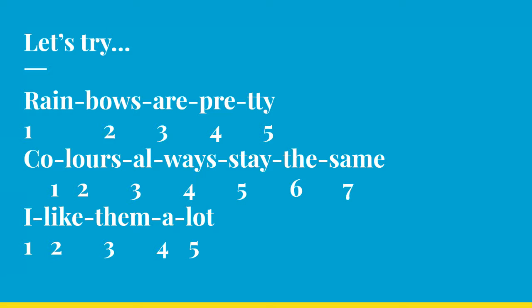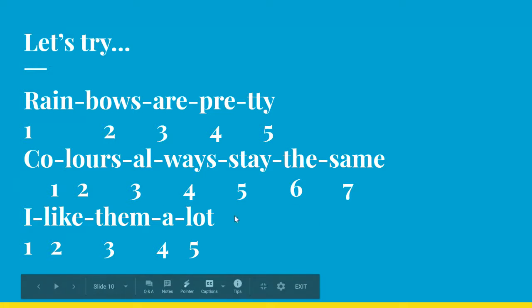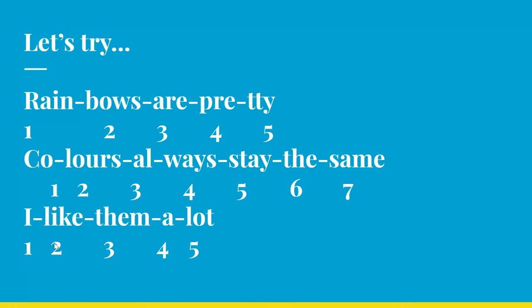Rainbows are pretty. Do you agree that that's 5 syllables? Colors always stay the same. So that's 7. 1, 2, 3, 4, 5, 6, 7. And the last one, I like them a lot. 1, 2, 3, 4, 5. So my syllables are 5, 7, 5. And that is my poem.